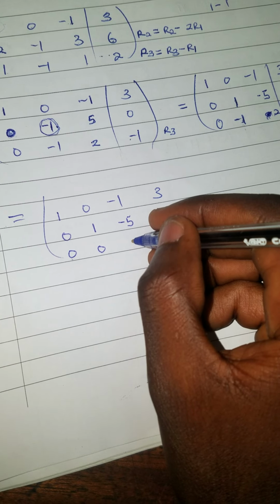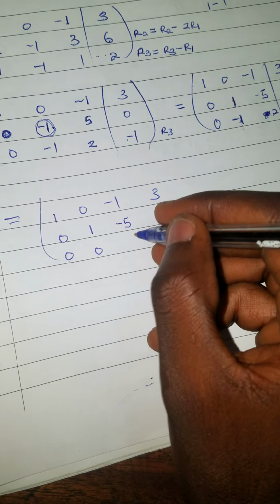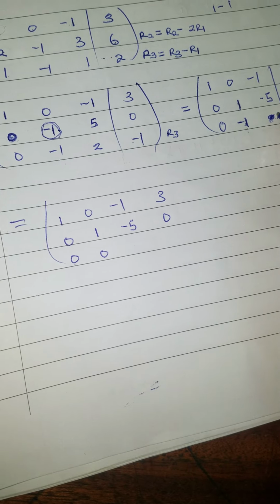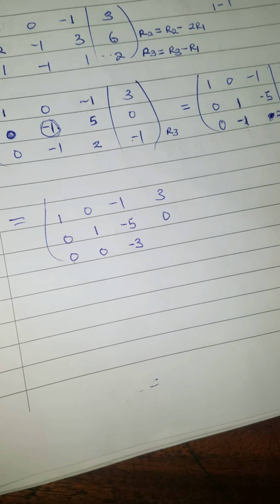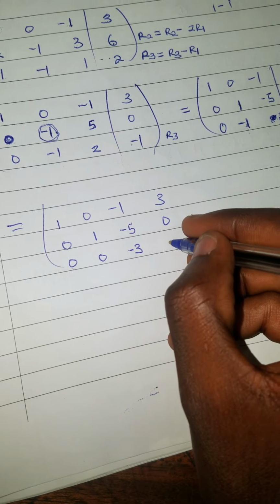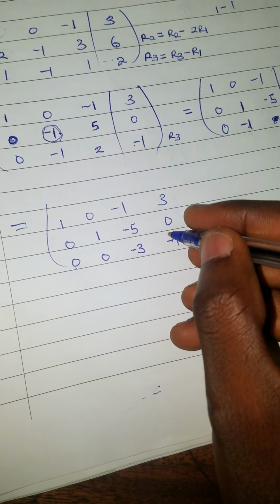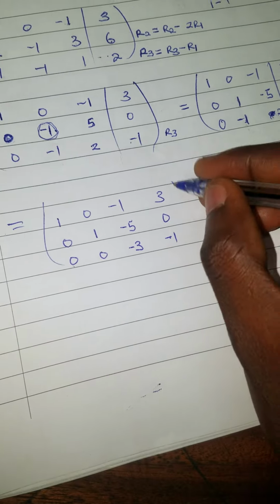Am I sure? Minus 3, yeah, minus 3. This plus this will give you minus 3. Then this plus this will give us what? Minus 1.